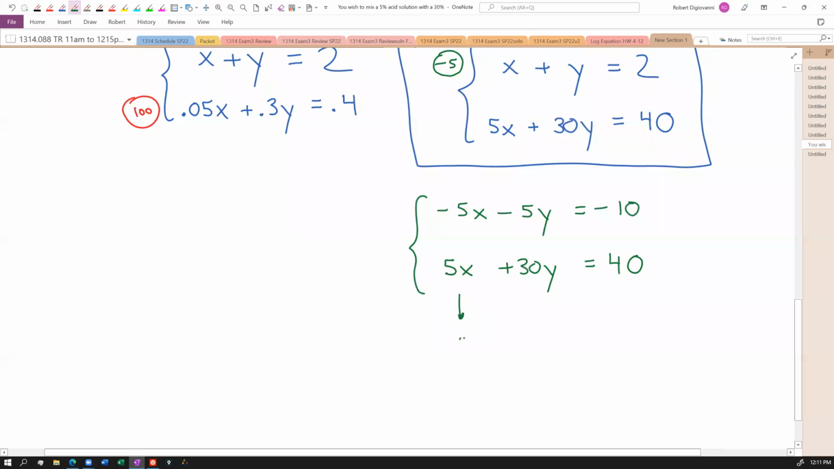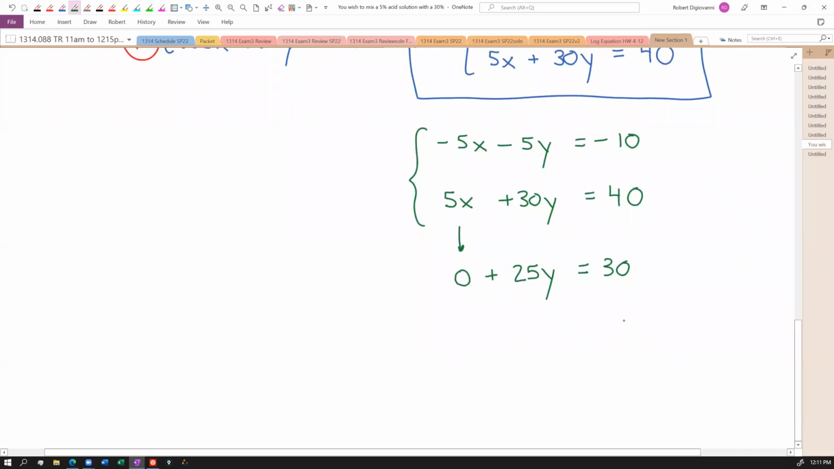The x's go away. Plus, what, 25 y's are still here? And then 30. Divide both sides by 25 to get your y. 1 point something. 1.2.